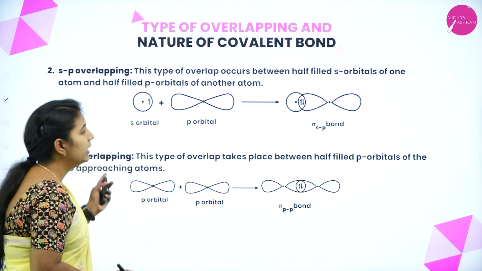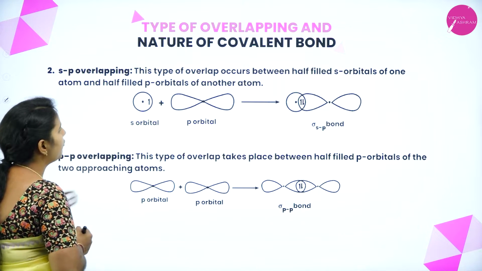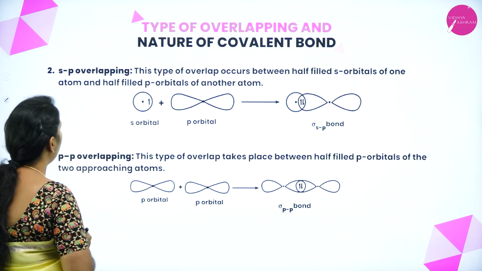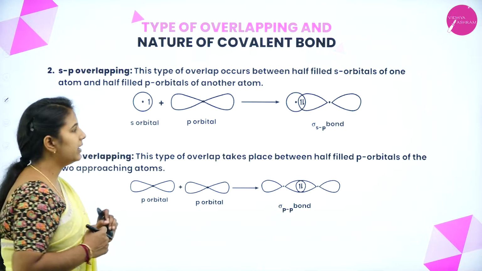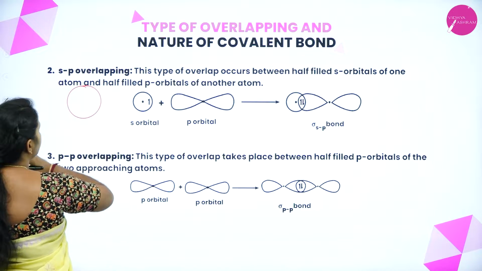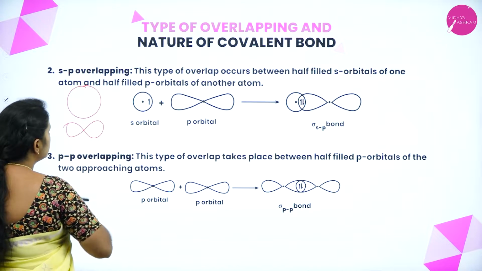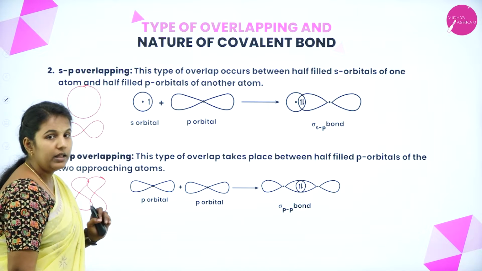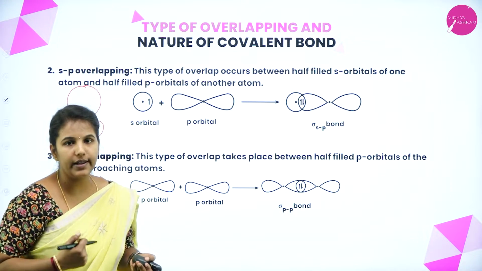Now let us see the SP overlapping. This is a type of overlap which occurs between the half-filled s orbital of one atom and the half-filled p orbital of another atom. We know that the s orbital always has a spherical shape. Similarly, the p orbital has a dumbbell shape, whereas the d orbital has what? Double dumbbell shape. Is it right? Whereas the shape of the f orbitals will be complex, as we have already understood.